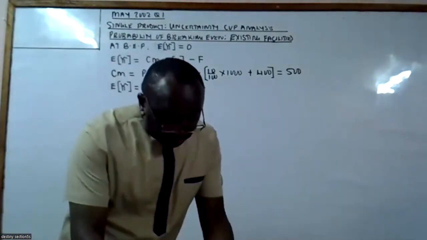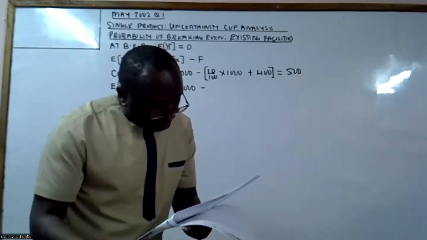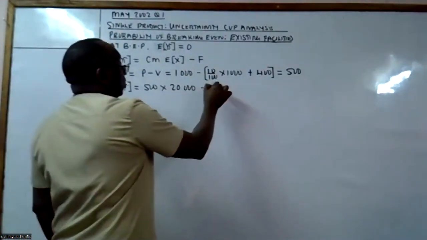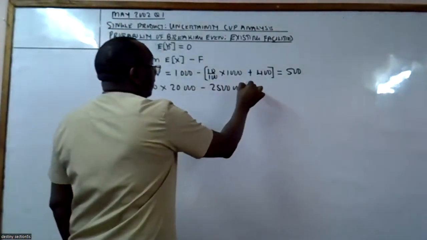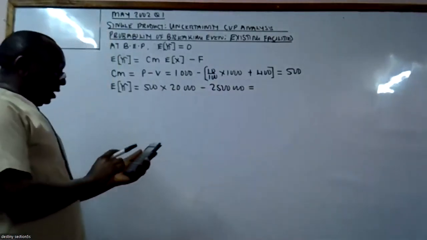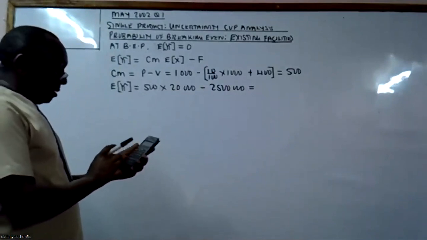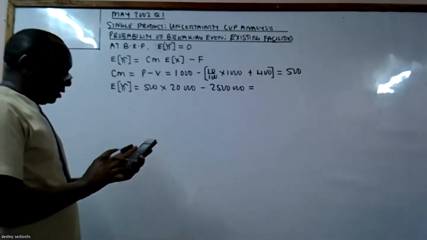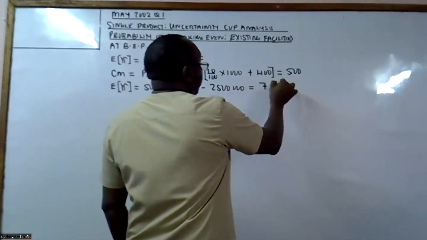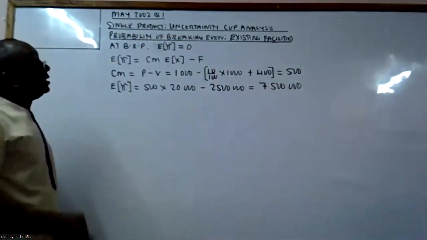And the fixed cost, we are told that the fixed cost of doing all this is 2,500,000. So if you consult your calculator, this times 20,000 minus 2.5 million, you will get 7,500,000. So that is the expected profit.